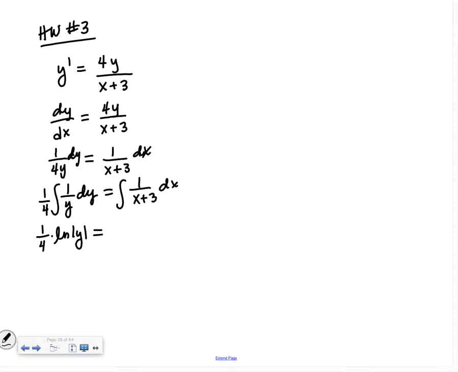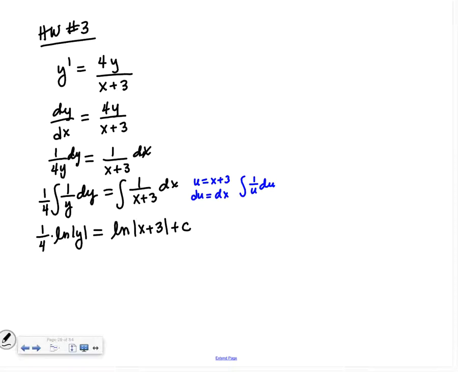And then I would do a u substitution here. So you can write the steps. U equals x plus 3. Du is then dx. You'd have 1 over u du, right? So we know that it's going to be the natural log of the absolute value of x plus 3 plus c.